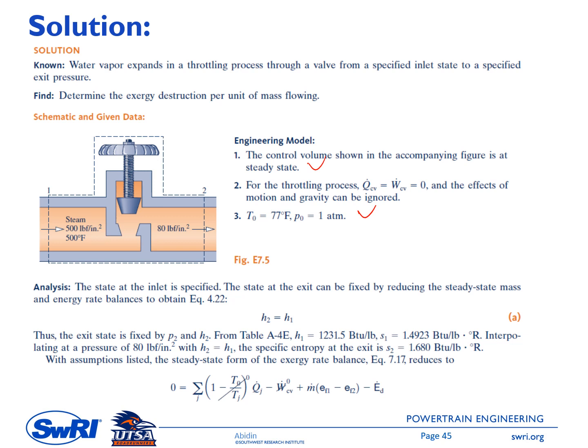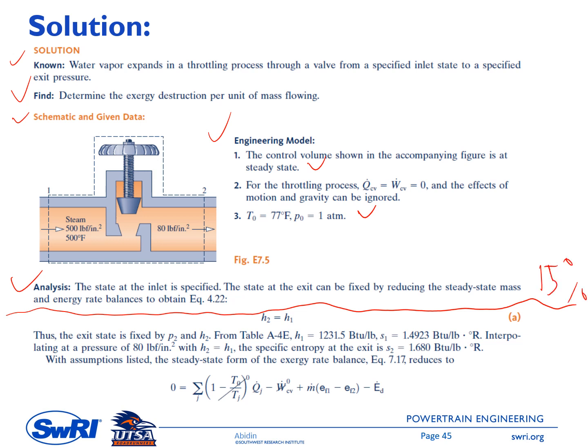Before I forget to mention to you, when you solve a problem in the exam or homework, I strongly encourage you to use these steps: what is known, what we need to find, the schematic, then the assumption, and then the analysis. If you do this step by step and you don't have the solution, or your solution is wrong or you don't know how to solve it, but you write it down up to this point, I will give you appreciation, and the points can be up to 15%. So keep this in mind.